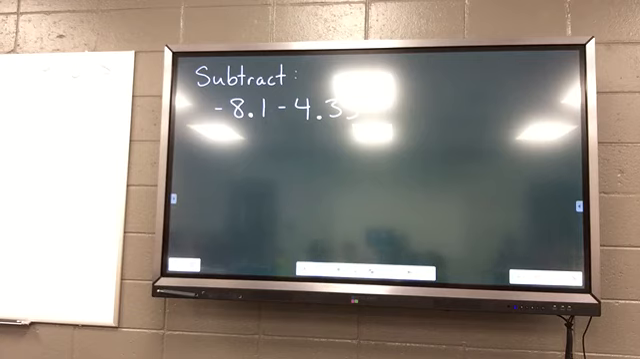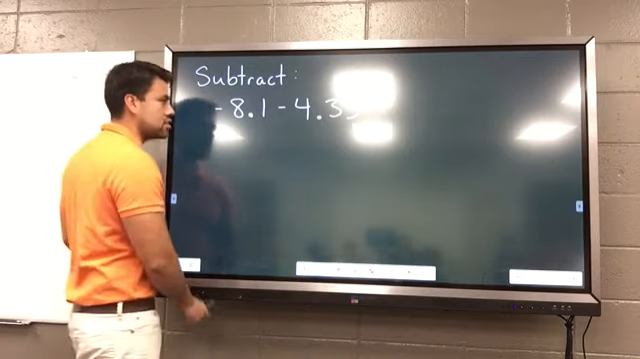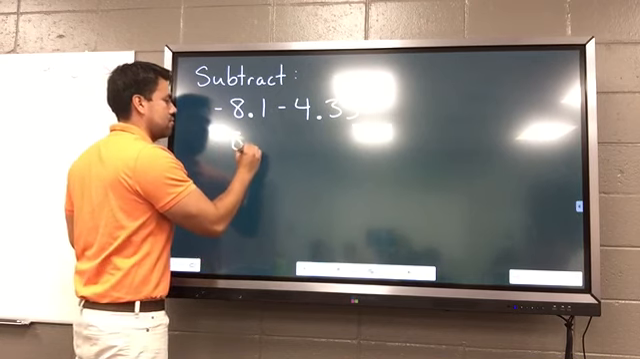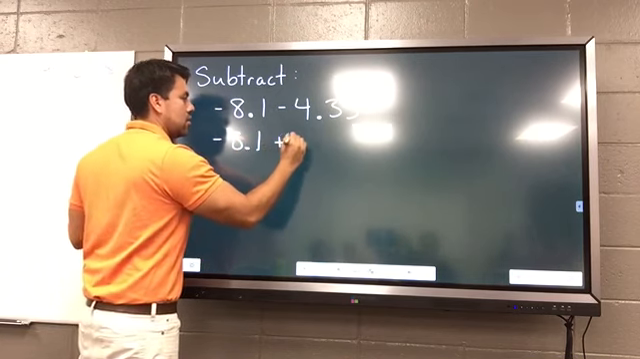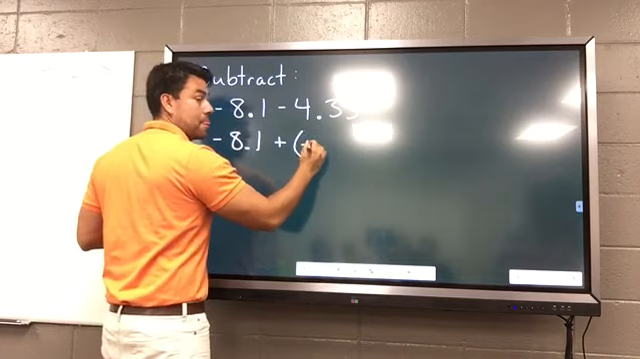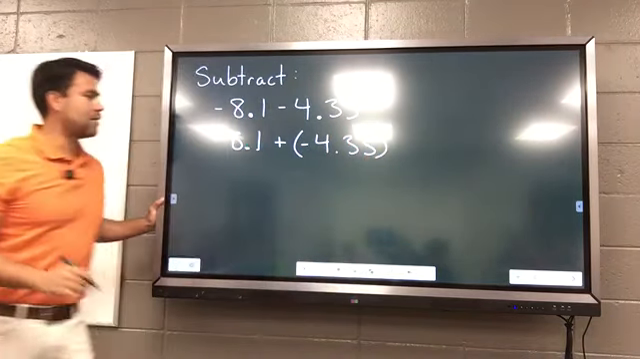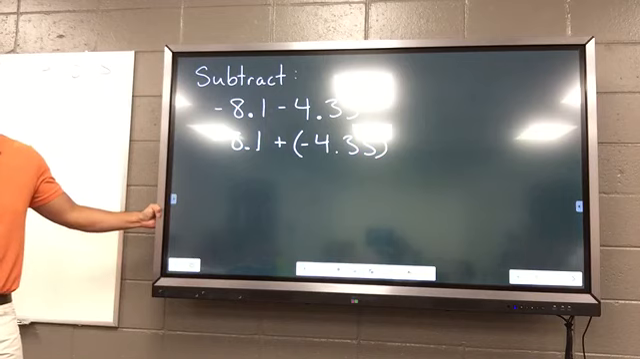Okay, let's see here. Hagen, change it. You don't have to get up here, but change it to state change opposite. Negative 8.1 plus 4.33. Or negative. Negative 8.1 plus negative 4.33. You guys get on state change opposite?